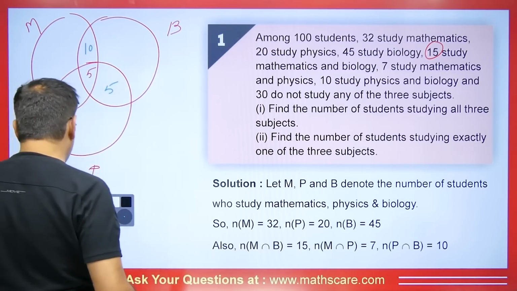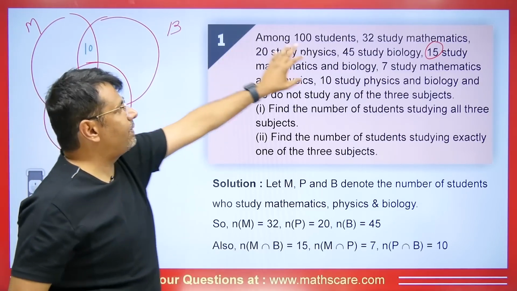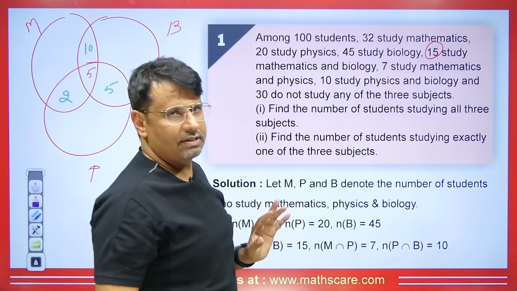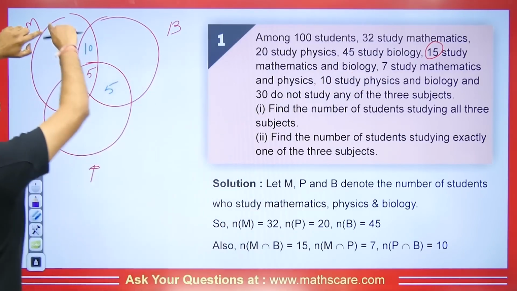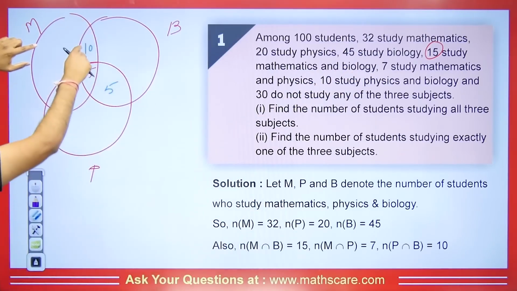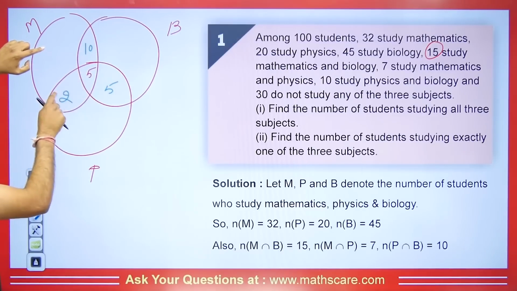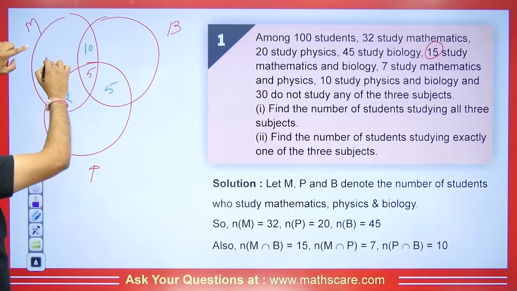After that, let us consider the students studying only mathematics, which is 32, among the mathematics studying students, which will come here. But 10 plus 5 plus 2 is equal to 17. So deduct that 17 from 32, which will give us the remaining count of 15 students.